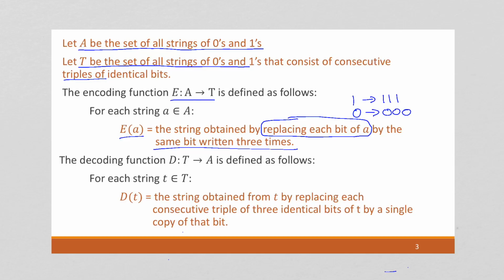And then I'm going to define this decoding function D similarly. I'm going to say that D of t, now notice T is a set of triplets, so it's always going to have three consecutive zeros, or 3 ones. I'm going to decode that lowercase t and obtain the string obtained by replacing each consecutive triple of identical bits by a single copy of that bit. So in other words, given 1, 1, 1, I'm going to convert it to a single 1. And given 0, 0, 0, I'm going to convert that to a single 0. All right, so we've got these two functions: our encoding function, E, and our decoding function, D.